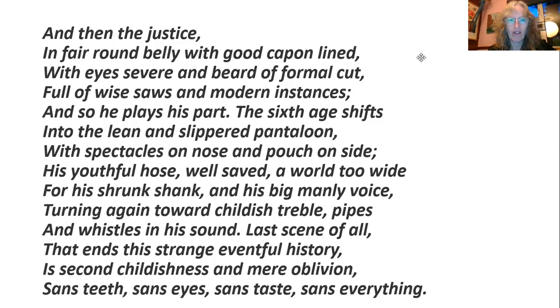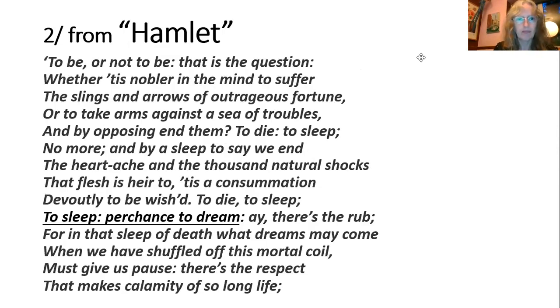Okay, that's one famous part of a Shakespeare play. We're now going to look at one more. And this is also very famous. This is from the play Hamlet. So I'm going to read it. I want you to think, what does it mean? And how is the language different? Are you ready?